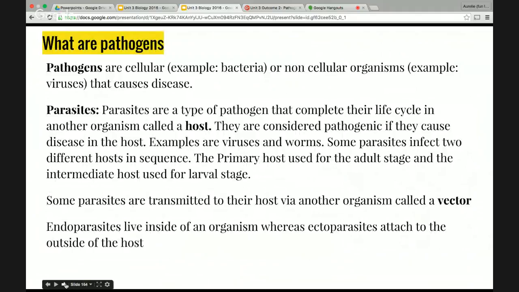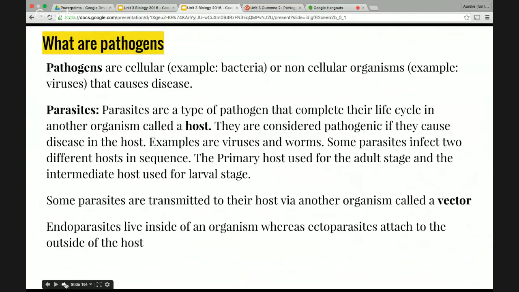What are pathogens? Pathogens are cellular, for example bacteria, or non-cellular, for example viruses, that cause diseases. Parasites are a type of pathogen that complete their life cycle in an organism called a host. They are considered pathogenic if they cause disease in the host. So not all parasites are pathogenic. It depends on whether they actually cause disease or not.